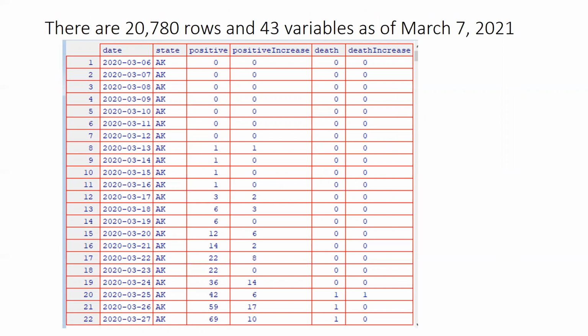COVID-19 data can be arranged by state and by dates. Different states have different starting times. For example, the state of Alaska, AK, started recording COVID-19 data on March 6, 2020. Massachusetts started recording COVID-19 data on March 18, 2020, and the state of New York started on March 15, 2020.